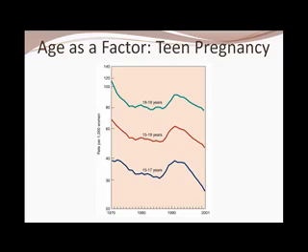Note that in the 1970s, there were approximately 110 out of 1,000 women in that 18 to 19-year-old age range who were pregnant. In the 2000s, we're seeing that rate among 18 to 19-year-olds at about 80 women being pregnant out of 1,000.